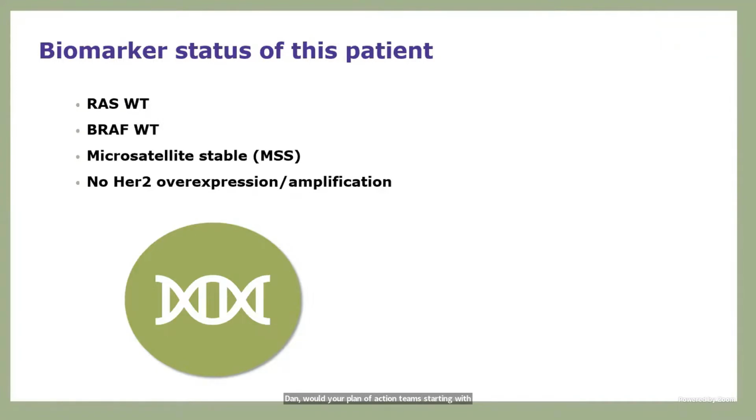Sorry, Itesh bhai, I missed your question. So the biomarker status of the patient: RAS and RAF wild type, MSS, and HER2 is 3+ by IHC, with more than 60% complete intense staining. I mean more than 50% of this is 3+. So would your plan of action change in this patient?